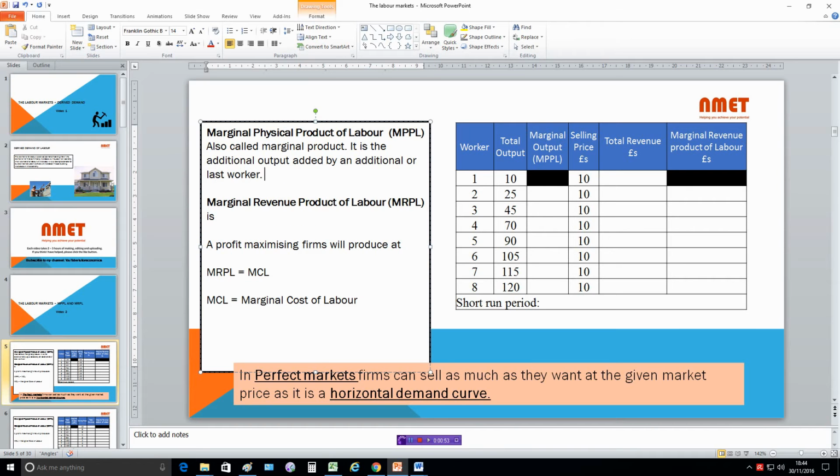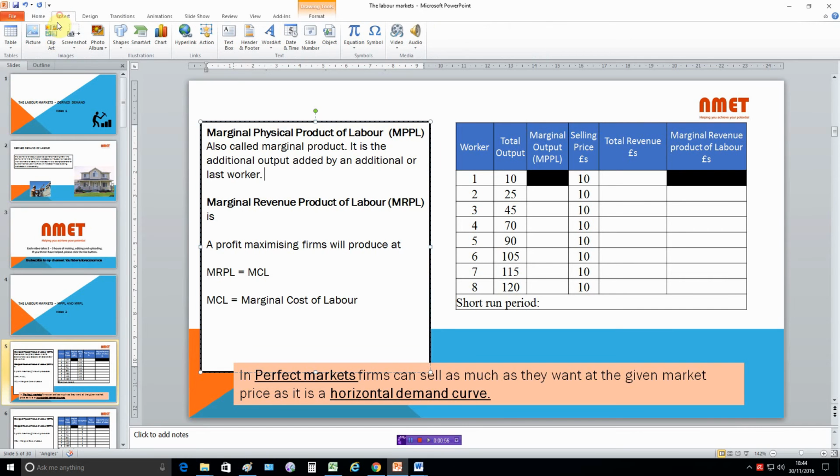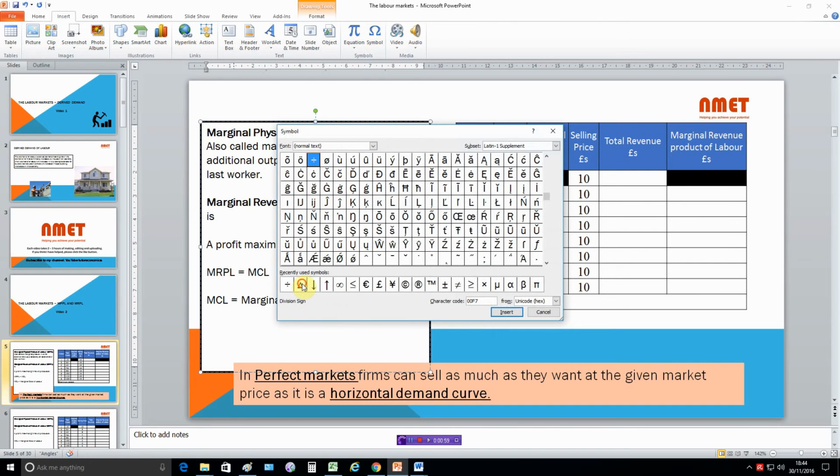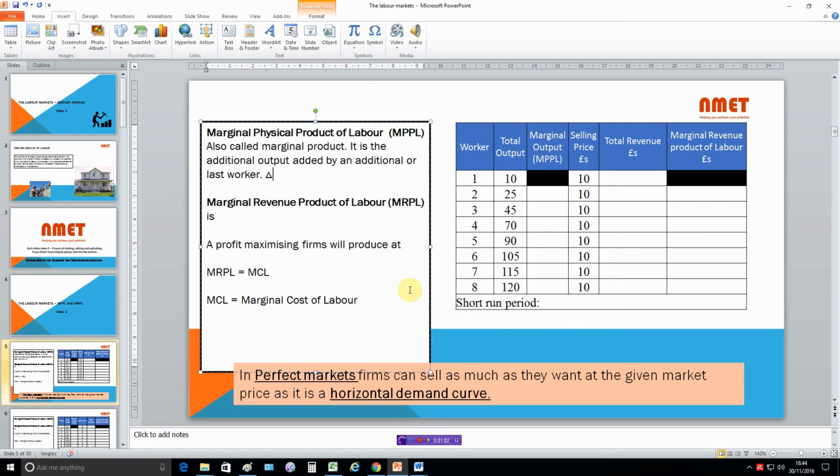If you wanted to calculate this, it is the change in total output divided by the change in number of workers, or labor. So let's say the total output has increased by 1,000 units and we've added 10 workers. So 1,000 divided by 10 is 100. Basically, it's marginal product: change in total output divided by change in labor. So we get our marginal physical product of labor.